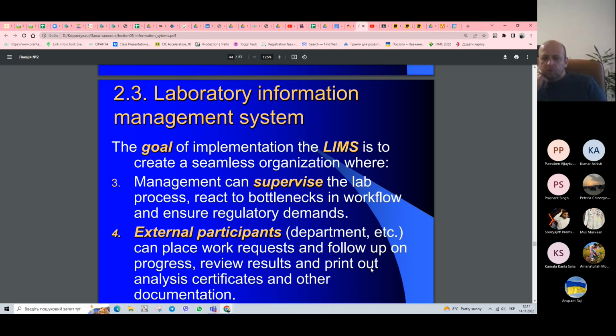Management can supervise the lab process, react to bottlenecks in workflow, and ensure regulatory demands. External participants and departments can place work requests, follow up on progress, review results, and print out analysis certificates and other documentation.